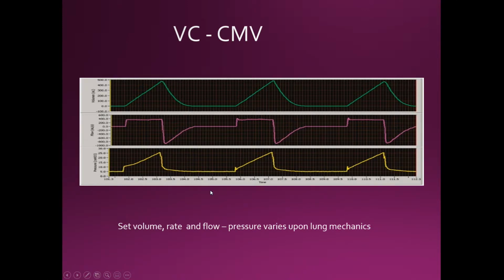So again, in volume control, here's my flow. My flow starts to go on, and then pressure starts to rise. So when my flow starts, pressure starts to rise, my volume starts to rise, and then my pressure starts to rise as well. Okay, now with pressure, it is ascending. This is more ascending as well.